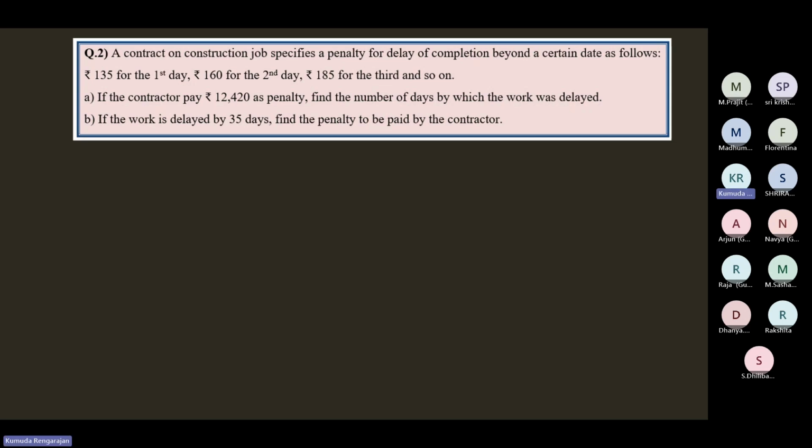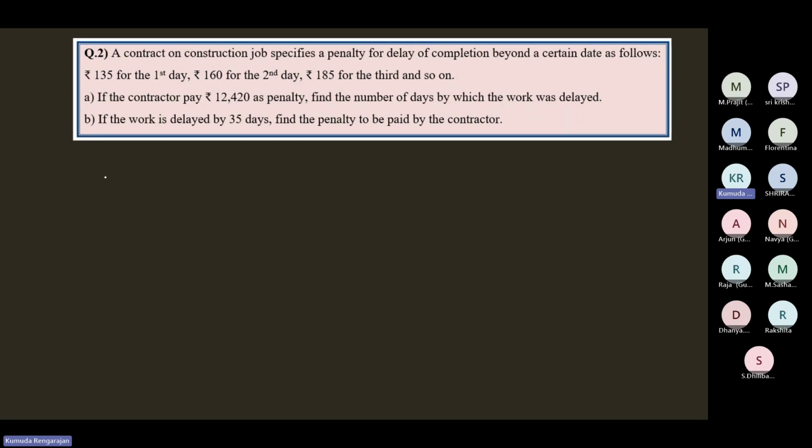Okay, so the penalty details are like this. If the construction job is delayed, for the first day, he has to pay 135 rupees. For the second day, 160 rupees. For the third day, 185 rupees, and so on.